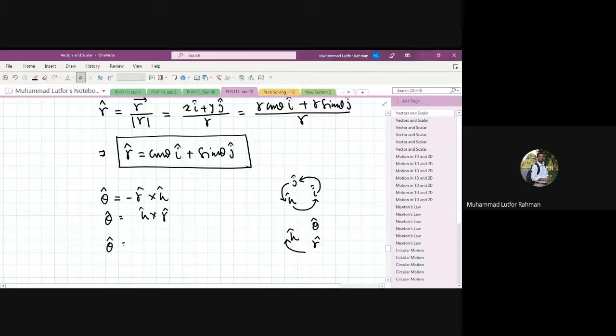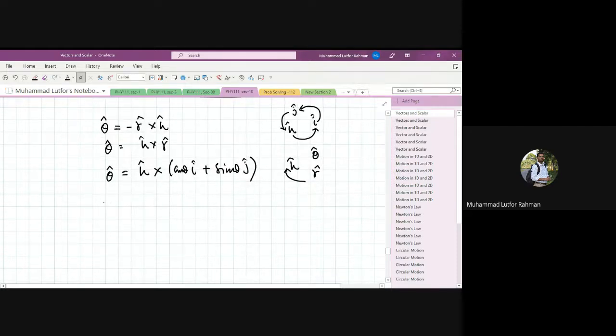So now look at this. You can keep the k over there. Now this r hat, I write over here. This is cos theta i hat plus sine theta j hat. I just plug in the value of r hat. Now theta hat would be: cos theta is a scalar quantity, so factor it out. It's k cross i plus sine theta times k cross j.